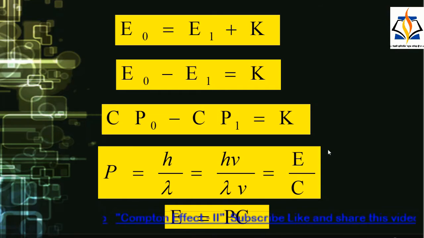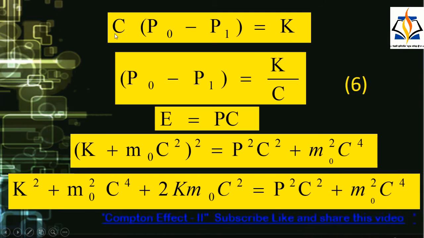So P is equal to E upon C, and lambda nu is equal to C. So P is equal to E upon C, so E is equal to P into C. Now from this equation C is taken common, so there remains P0 minus P1 is equal to K. Now this C is taken into the denominator, then it becomes P0 minus P1 is equal to K upon C, equation number 6, and E is equal to PC.